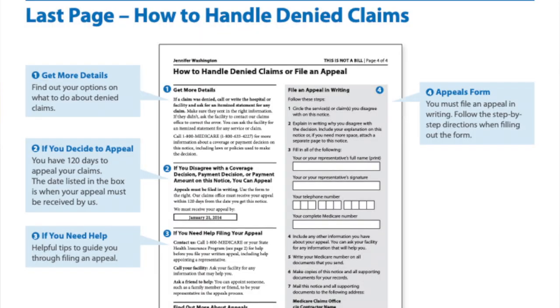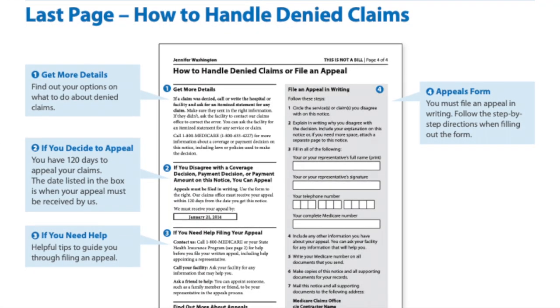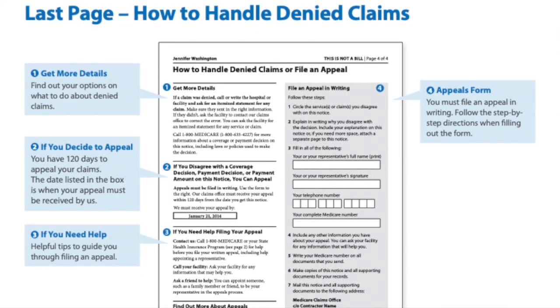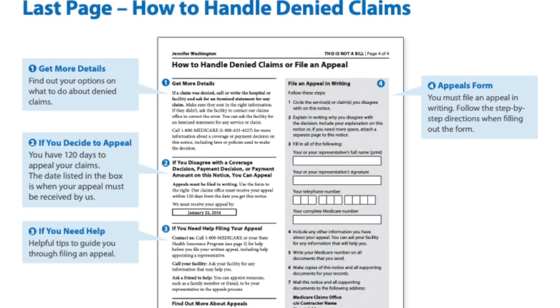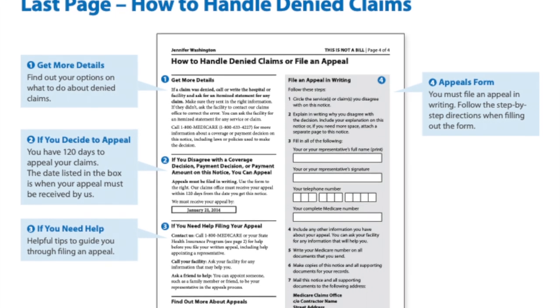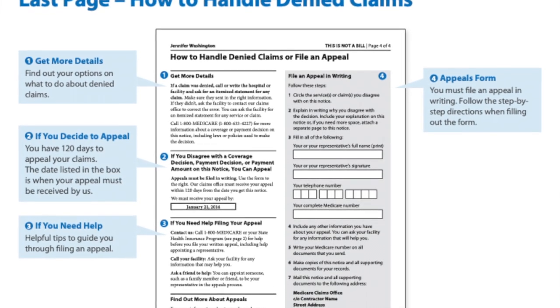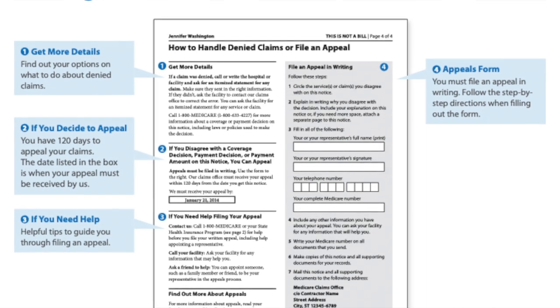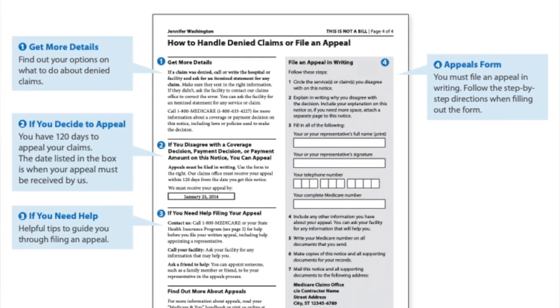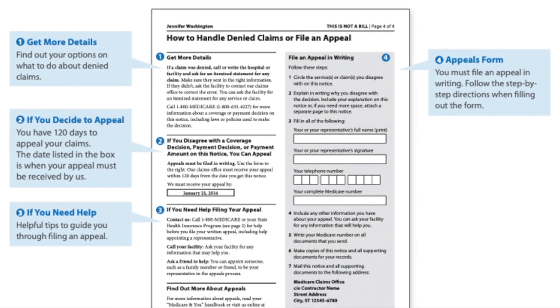Let's move on to the last page. In this example, the notice is only 4 pages long. In the real world, page 3 extends as long as there are claims to report. As we move on to the last page, we get to the part of how to handle denied claims.